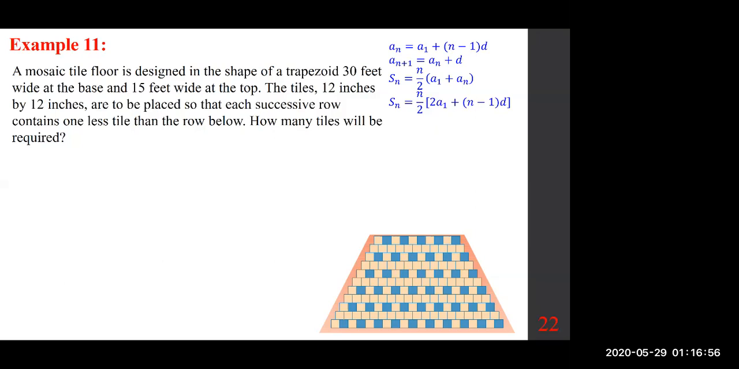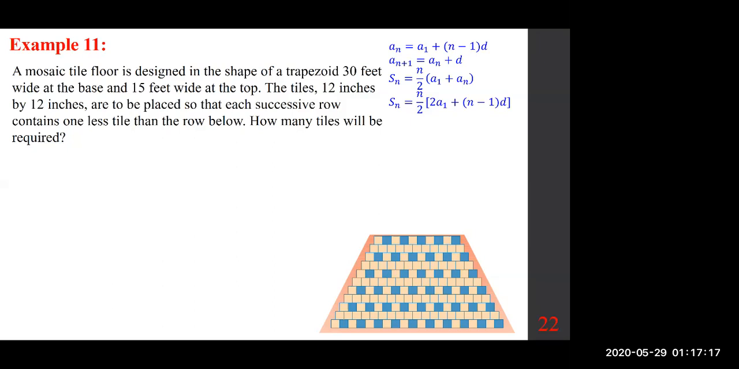A mosaic tile floor is designed in the shape of a trapezoid, 30 feet wide at the base and 15 feet wide at the top. The tiles, 12 inches by 12 inches, are to be placed so that each successive row contains one less tile than the row below. How many tiles will be required? Thank you so much, Thalia. So let's see how we handle that.